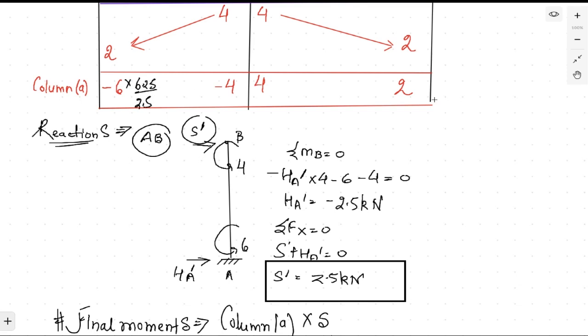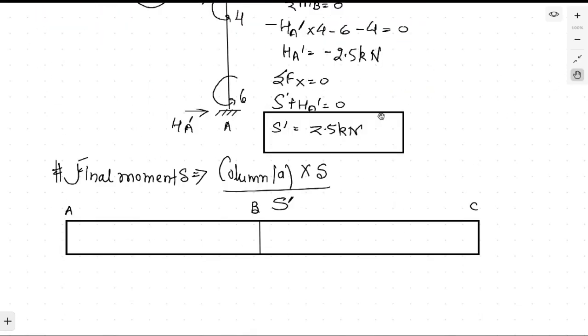You have to multiply each and everything with this ratio. तो S upon S dash का ratio निकाल के उसको multiply कर देना. When you multiply this, the final sway moments which you will get after doing all this, column into S upon S dash करने के बाद जो final values आपके पास आएंगी, these values will be minus 15 here, this is minus 10 here, this is 10 here, and this is 5 here. This will be the value.